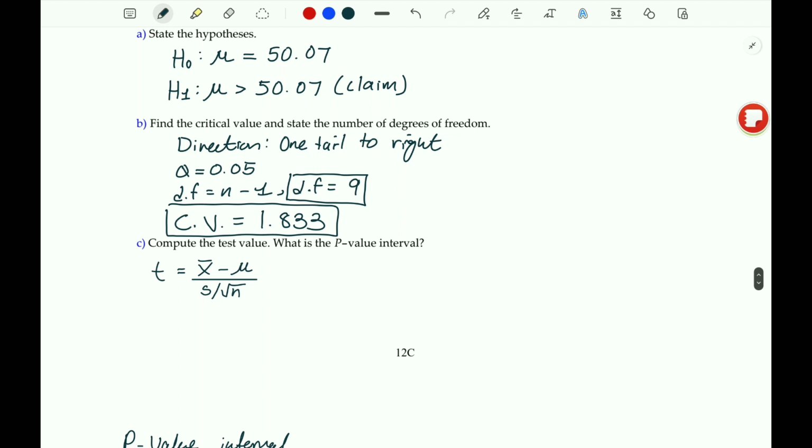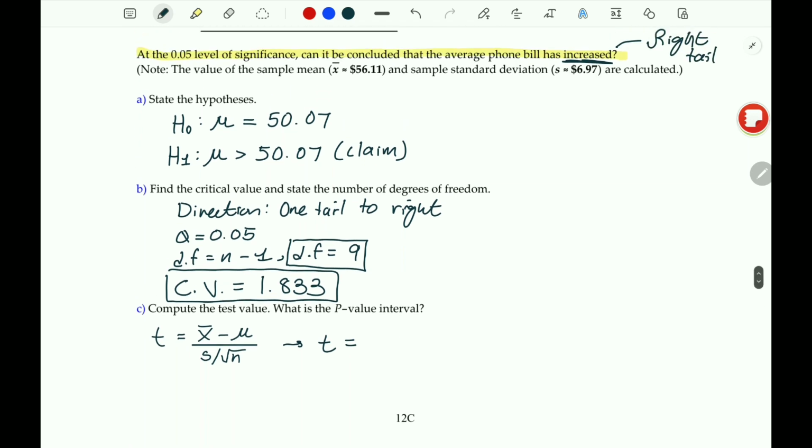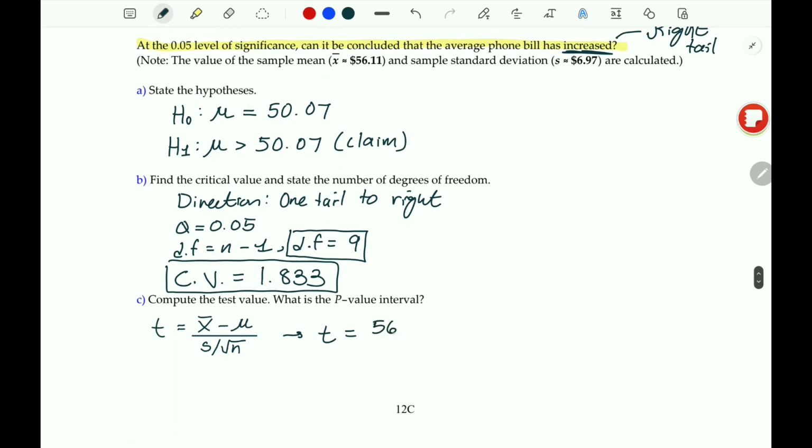Part C says to compute the test value, and then it says to find the p-value. Let's compute the test value first by using the t-test formula for the one sample t-test. T is going to equal the sample mean, which is $56.11, minus the population mean, which was stated to be $50.07, divided by the sample standard deviation of $6.97, divided by the square root of the sample size, which is the square root of 10.